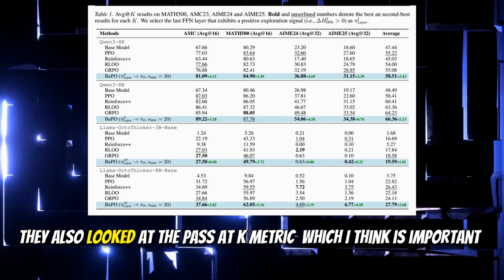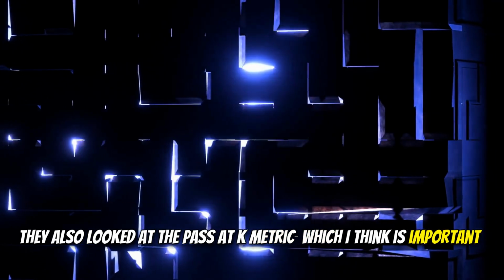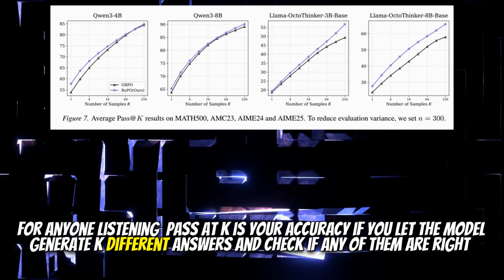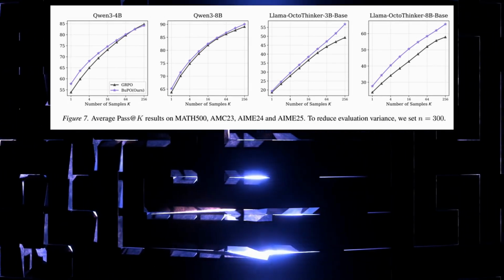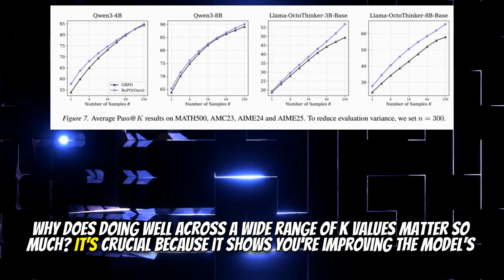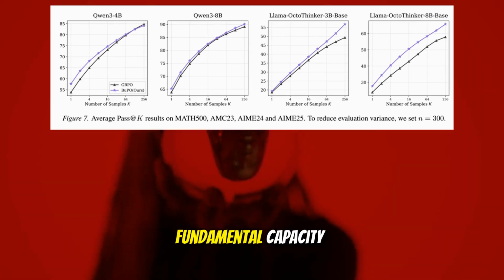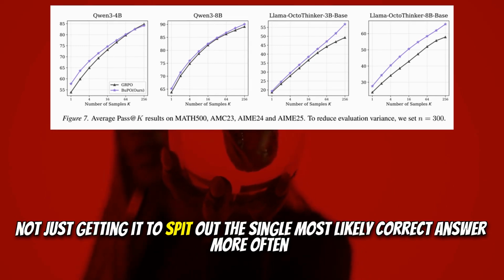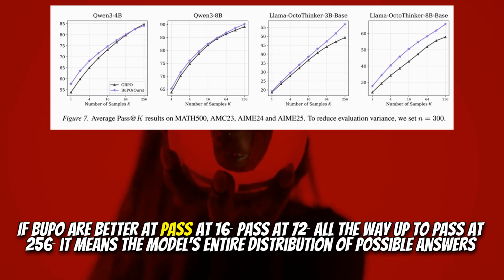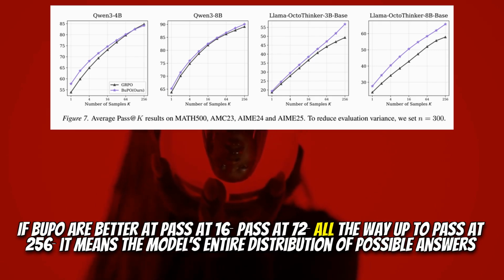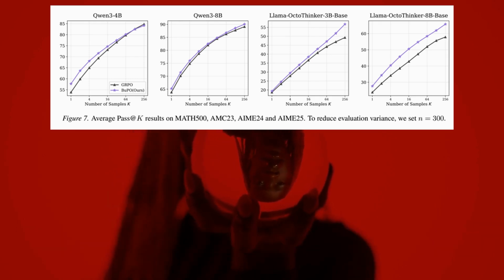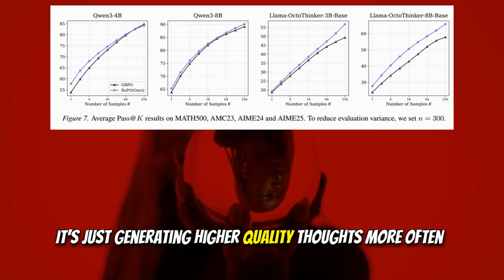They also looked at the pass at K metric, which I think is important. For anyone listening, pass at K is your accuracy if you let the model generate K different answers and check if any of them are right. Why does doing well across a wide range of K values matter so much? It's crucial because it shows you're improving the model's fundamental capacity, not just getting it to spit out the single most likely correct answer more often. If BPO is better at pass at 16, pass at 72, all the way up to pass at 256, it means the model's entire distribution of possible answers has gotten better. It's just generating higher quality thoughts more often.